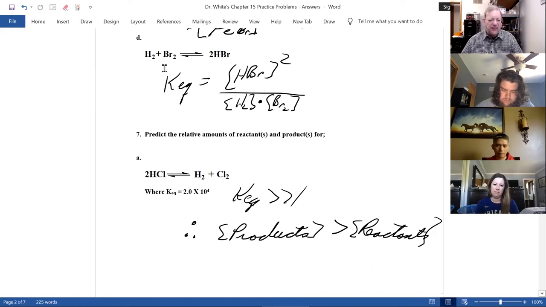Now, let's talk about predicting the relative amounts of reactants and products for an equilibrium.